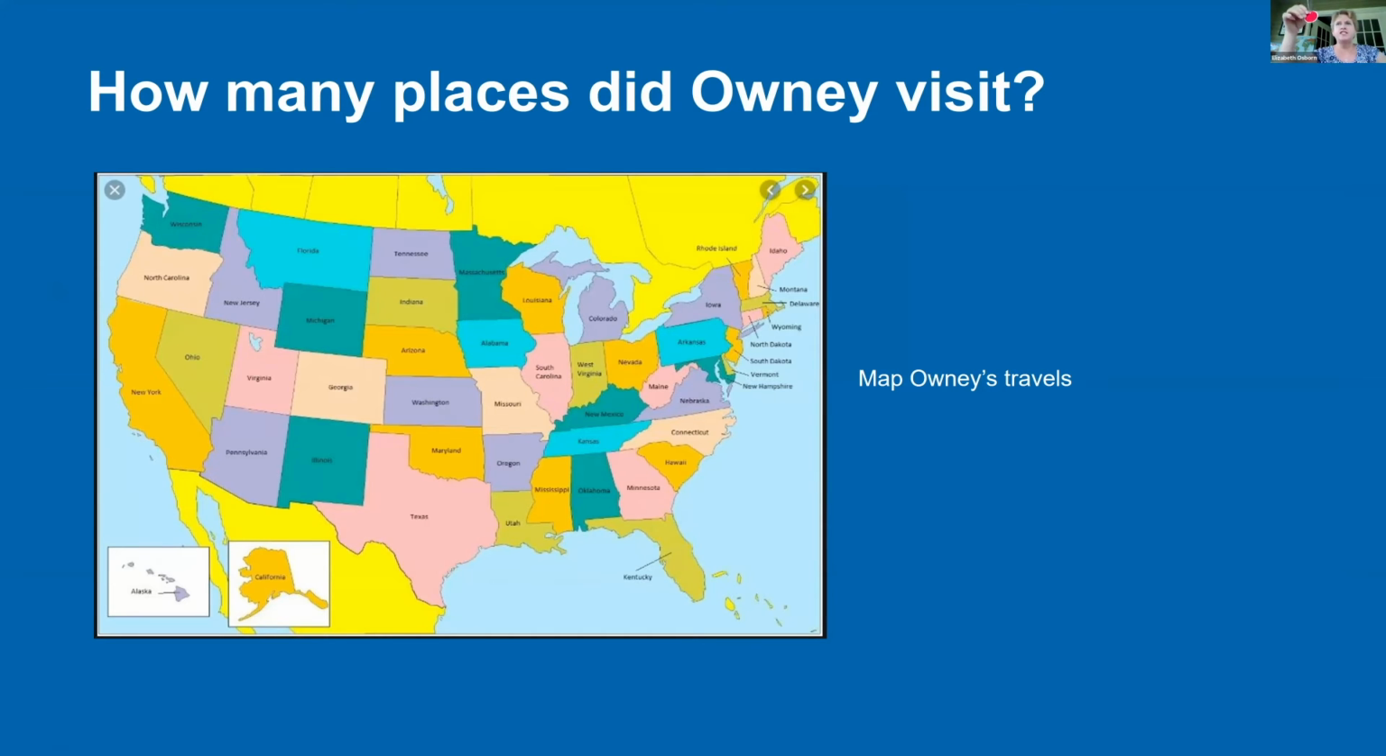And I have little tags. These tags are different all the time depending on what's in the Target dollar spot or what I can find at the Dollar Tree. These happen to be Christmas tags, like to and from tags. And so your students can write on them the name of one of the states that Owney visited, and then they can go up to the map and tack it on the map. And then you can do it with the countries too. And again, this was from the Target dollar store.